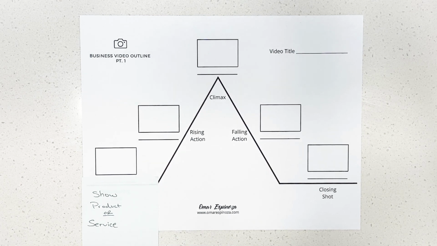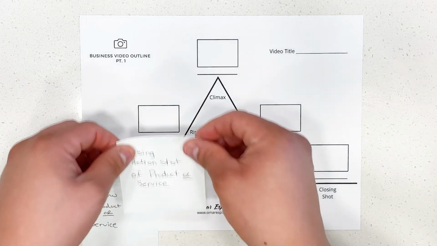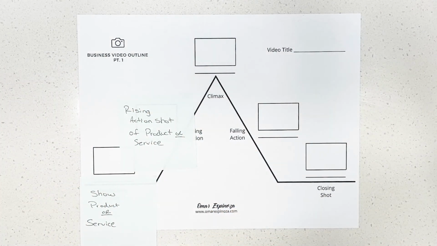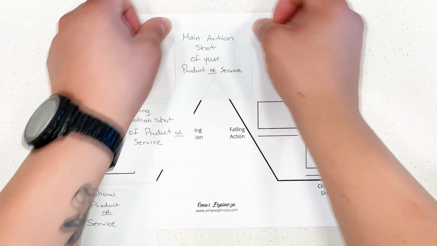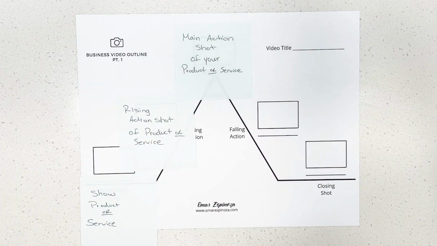Next, we're going to go ahead and add our rising action shot, right? And you're probably wondering, well, that still doesn't clear it up. This is where we're showing our audience or our viewer what your product or service is. If it's food, it could be cooking the food, and we're going to do an example afterwards, so don't worry. Next, our main action. And here is where all of the action's going on. This could be fast-paced, this could be slow motion because we want to show detail, whatever it may be. That is our main action.